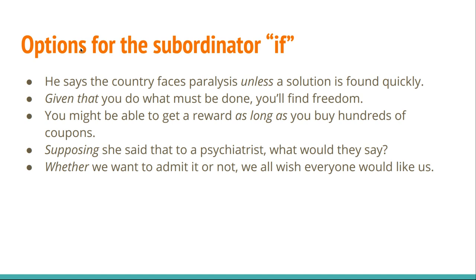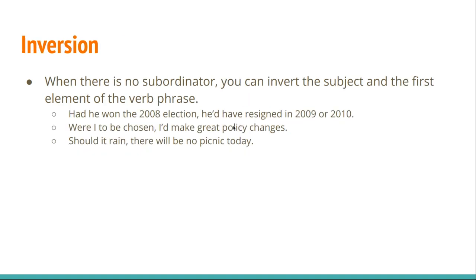Now, we have other options for the subordinator if we don't want to use if. We could replace it with, for example, unless, as the example here says. Given that is another subordinator, okay: given that you do what must be done, you'll find freedom. As long as is another choice, supposing that, whether, all right. So try to vary if because it's not the only option we have.